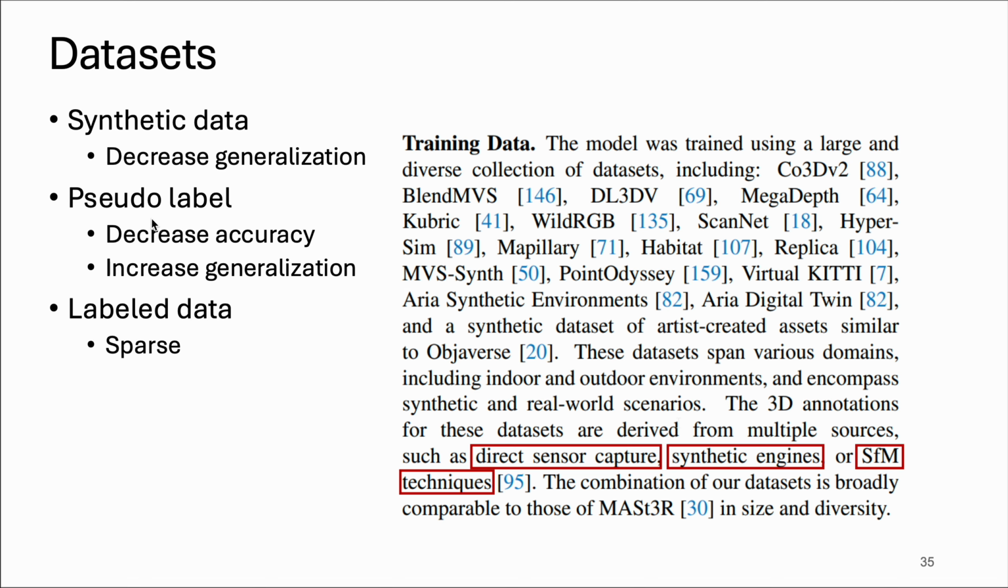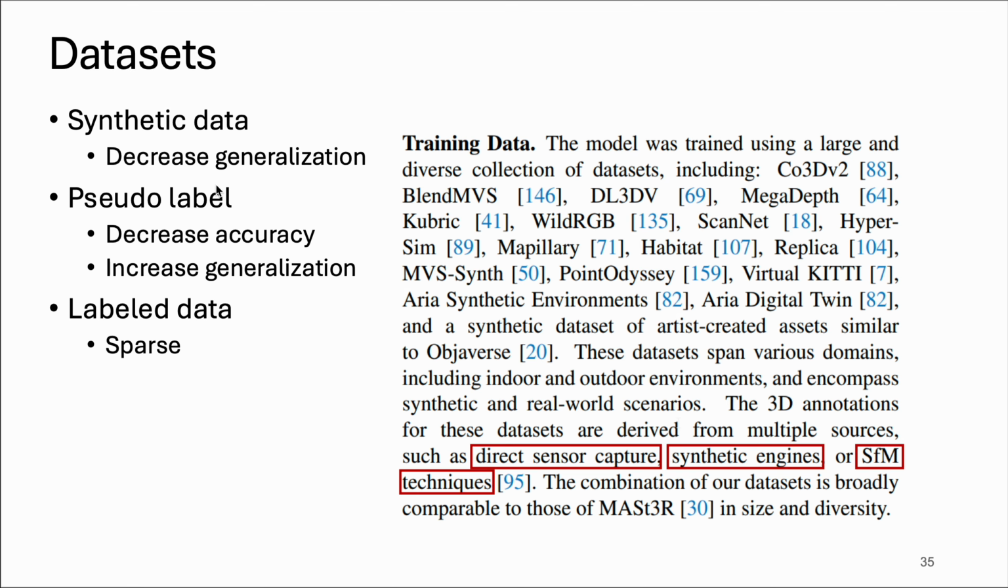The dataset consists of 3 types. So first is synthetic data. Synthetic data turns out to decrease generalization because the images were created. Those created images would look different from real images, so it will produce decreased generalization.